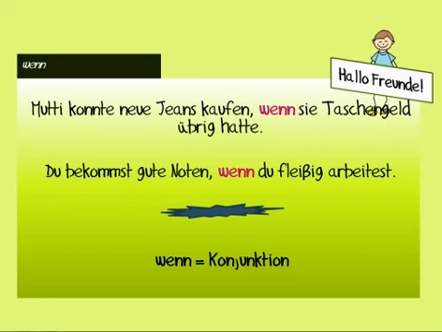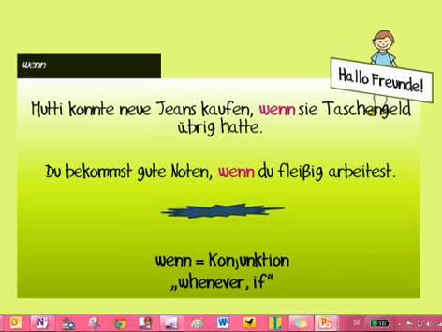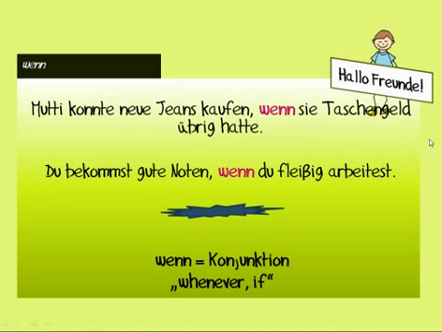Wenn is also a conjunction in this case, but there is a little connotation with wenn. The connotation is whenever or if. Okay, so if you can say whenever or if, then you would choose wenn over als. So we talked about the three words wann, als, and wenn, and we figured out when to use each one of them in a sentence in German.